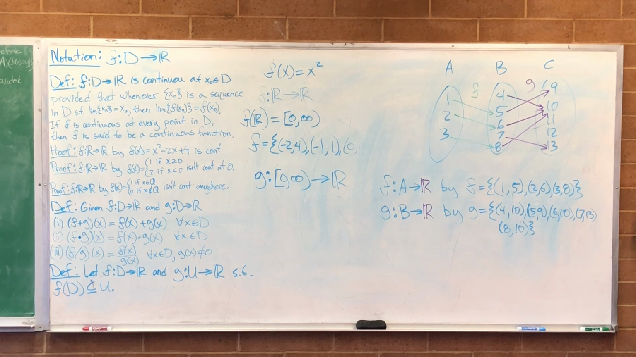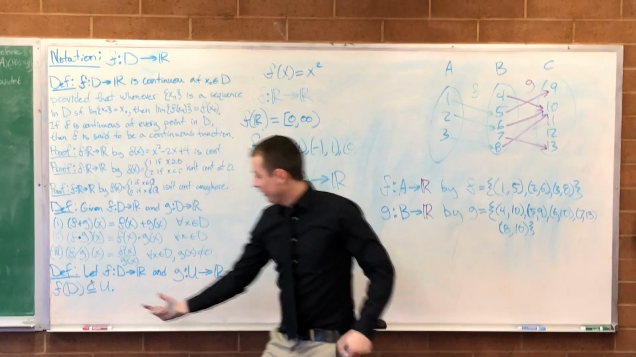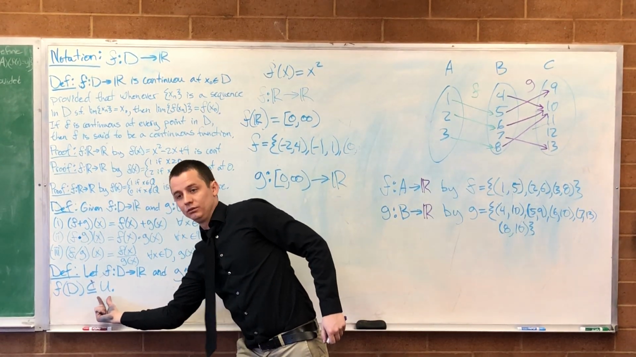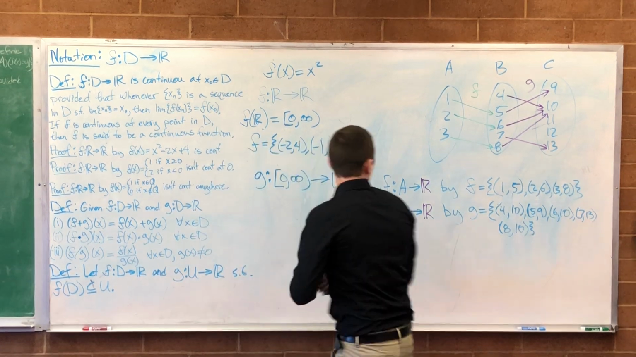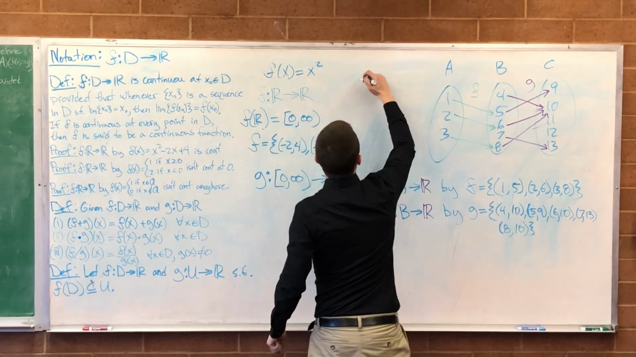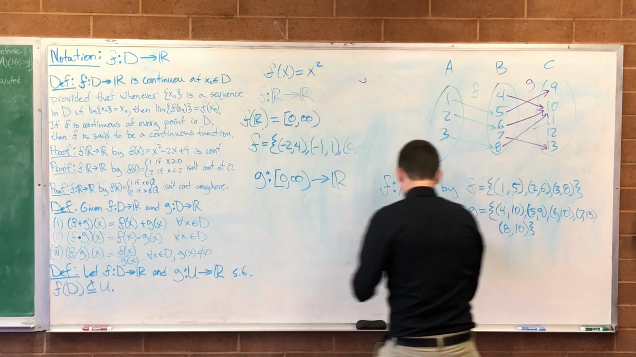So now, we were doing our definition. Okay, so now we're going to define. Wait, I have a question. How are f and g related here? Like, they're related over there. f of D is a subset of U. That's the only connection.